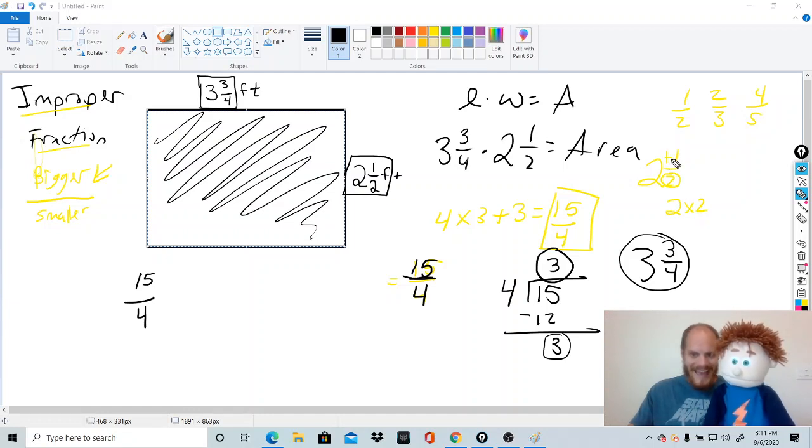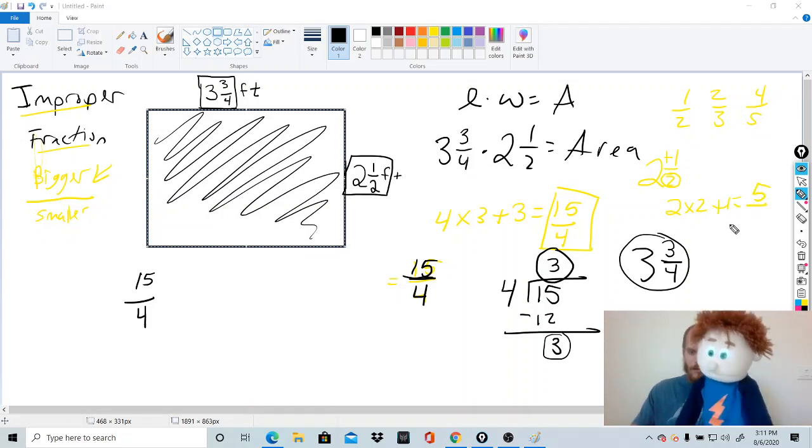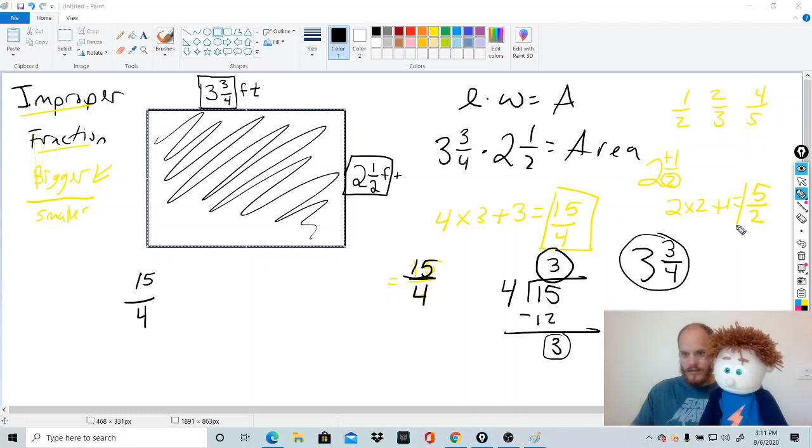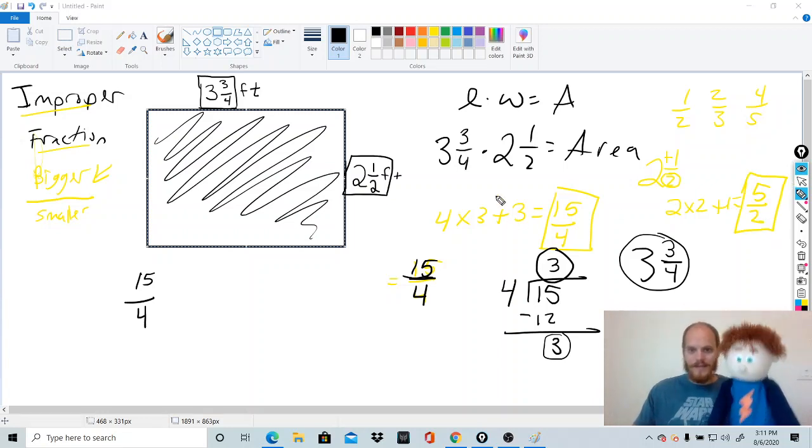I'm then going to add my numerator. So plus 1. Got it, is 5. And I put it over what? Denominator. Exactly, the denominator, which is 2. So it's 5 halves. So now if I'm going to do length times width, which is multiplication, I'm going to do 15/4, excuse me, times 5 over 2.